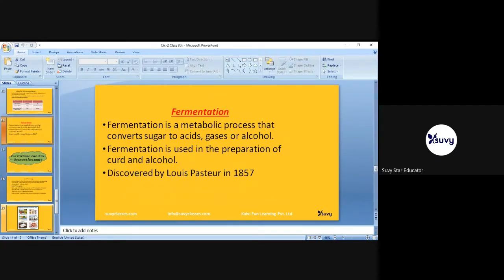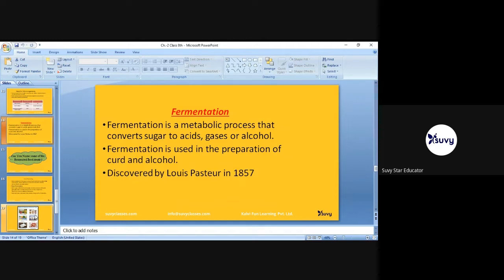Okay. Now the fermentation. Now what is fermentation? Fermentation is basically done by those microorganisms which are friendly. Now this process is a metabolic process which converts the sugars to acids, gases, or alcohol. Remember the yeast? Yeast converts the sugar into alcohol.